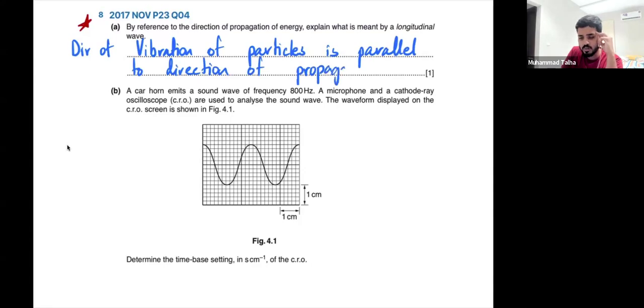Guys, do I need to do part B? Can anybody just really do it quickly?